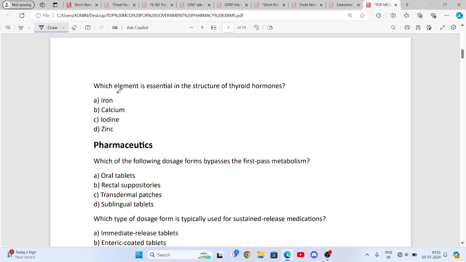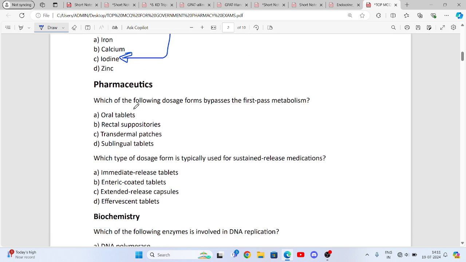The next question, which of the following elements is essential in thyroid hormone synthesis? So when I talk about elements, in thyroid hormone, we need iodine. That is why we say that usually there should be iodinized salt. नमक में iodine होना चाहिए नमक के साथ. So to avoid goiter.